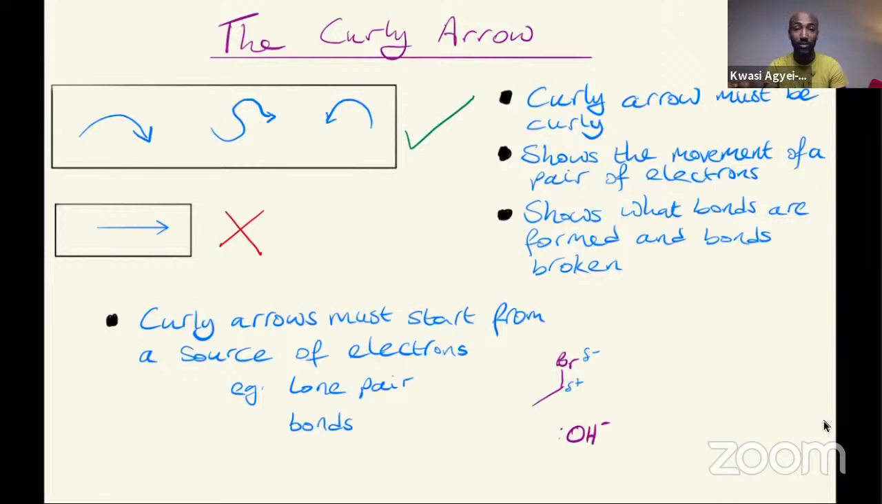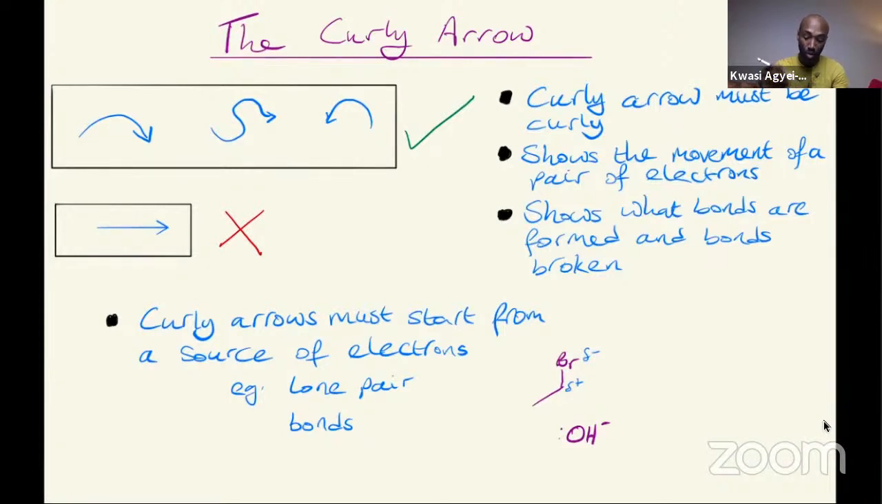So if you're checking through your mechanism, you should be doing this out of habit. Having drawn a mechanism, you need to check it. Make sure that your curly arrows are starting from the right place. Sources of electrons will be a lone pair of electrons, or it could be a bond, for instance the pi bond in your double bond. So let's look at this example here, where you've got the hydroxide ion, shown down there, reacting with this halogenoalkane, bromoethane. We'll look at this mechanism again shortly.